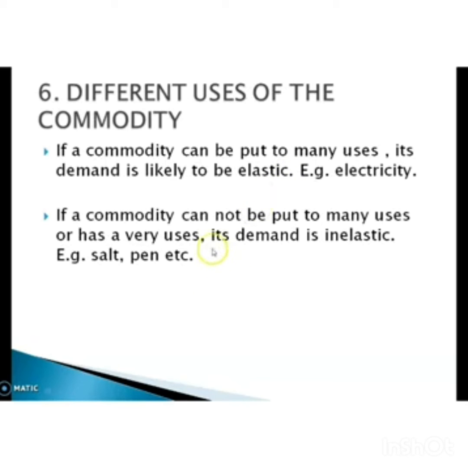If a commodity cannot be put to many uses or has very few uses, its demand is inelastic. For example, salt, pen, etc. These commodities are used for very few purposes. Salt is used only for cooking, pen only for writing, etc. The uses of these commodities are very few, so the demand is inelastic.